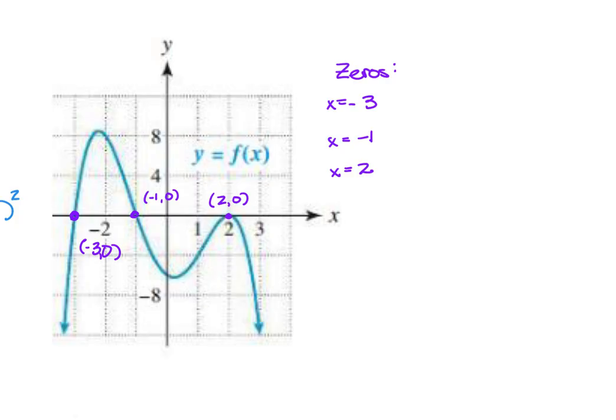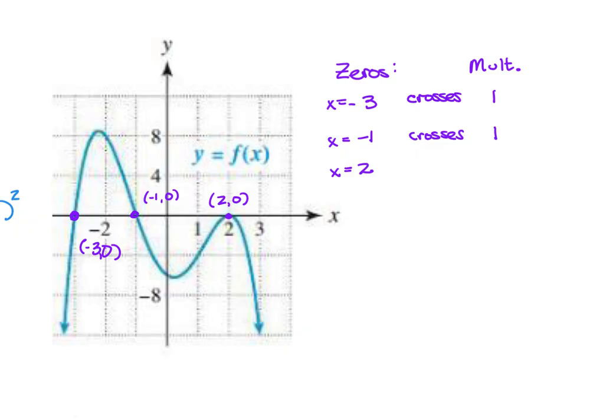All right, for each 0, we want to know what is the multiplicity. Our multiplicity for -3 is going to be 1. It crosses through the x-axis, and when it crosses through the x-axis, it looks like a line. At -1, it also crosses through the x-axis. If we zoom in close, it also looks like a line, and so that has a multiplicity of 1.